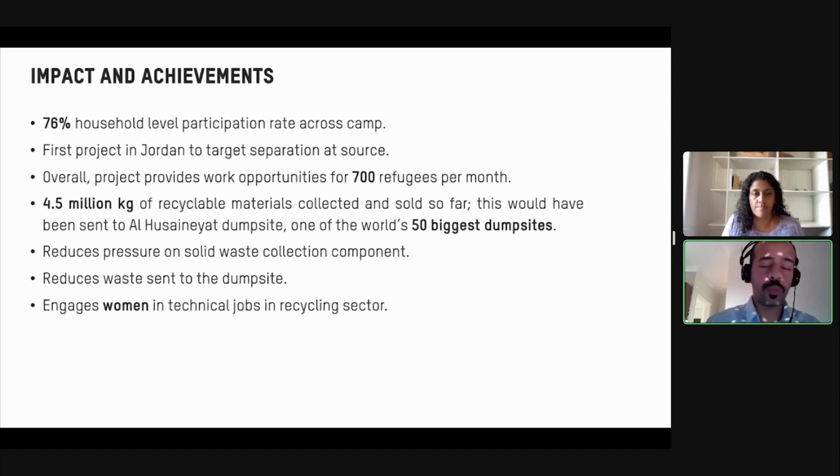Also, we engaged women in technical jobs in the recycling sector. So we have around 20 out of 24 refugees who are working on machines and on technical aspects in the recycling centers. All 20 of them are women, and we engaged them since 2019. And it's worth mentioning that this is the only place where we can give such an experience to women.